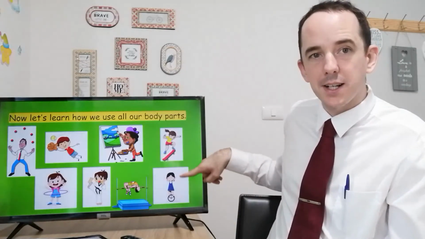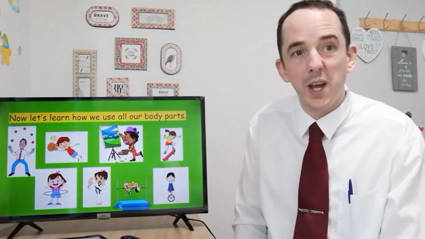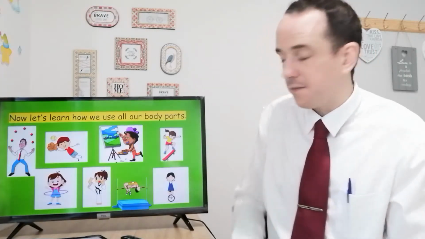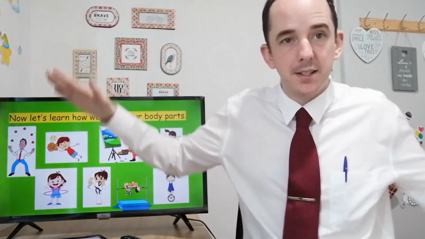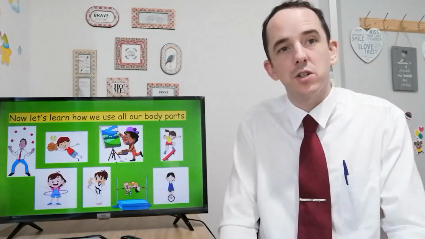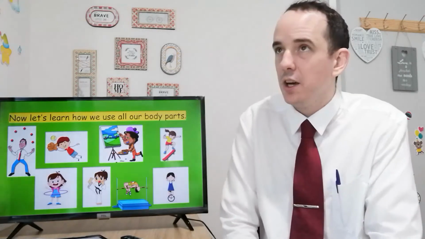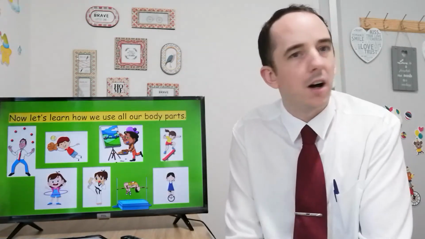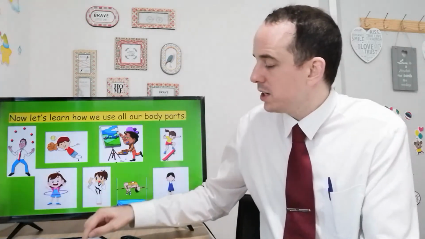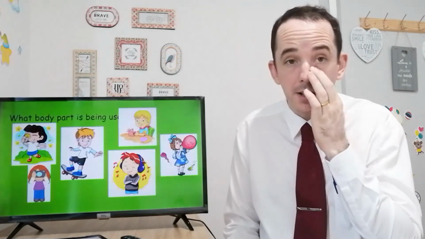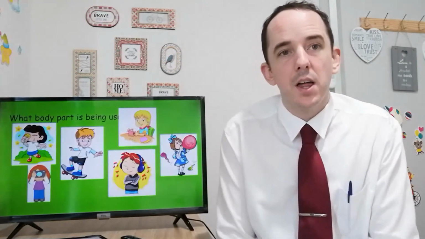It's not a bicycle. It's only got one wheel, and she's using her feet, and she has to balance with her arms. So she's using her feet, legs, and arms to ride the unicycle, I think it's called. It's not a bicycle, it's a unicycle. Okay, so there's some examples of what we do with our body.